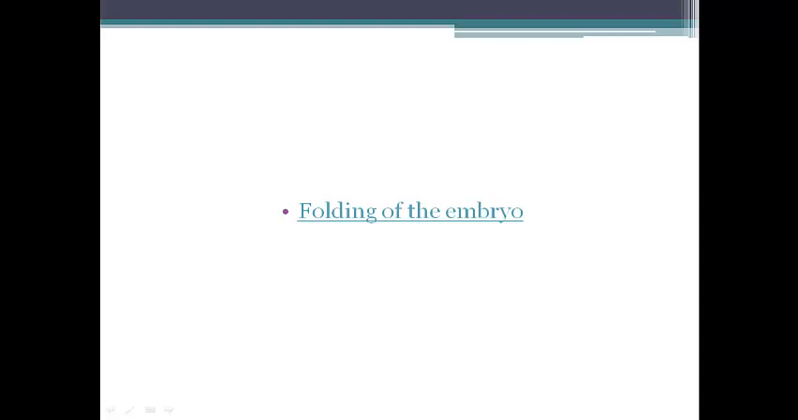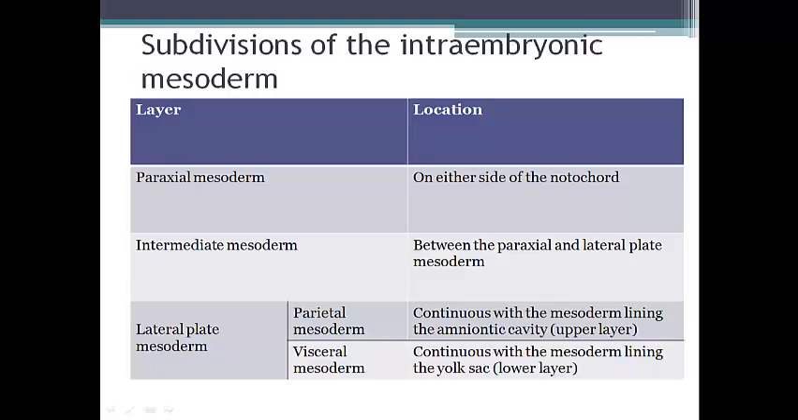We've just seen the animation of the embryonic folding and how the lateral plate mesoderm is divided into two layers, with the ends of the amniotic cavity coming closer together in the midline and pinching off the yolk sac a little bit, and how the intraembryonic coelom ends up becoming the internal body cavity.